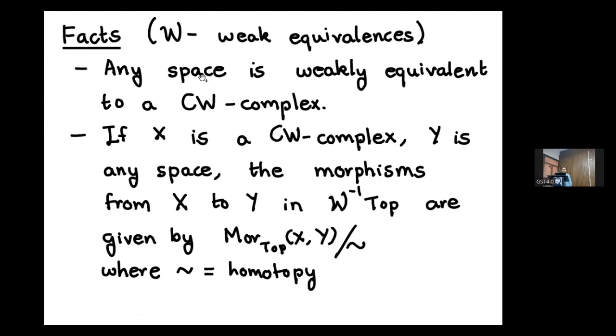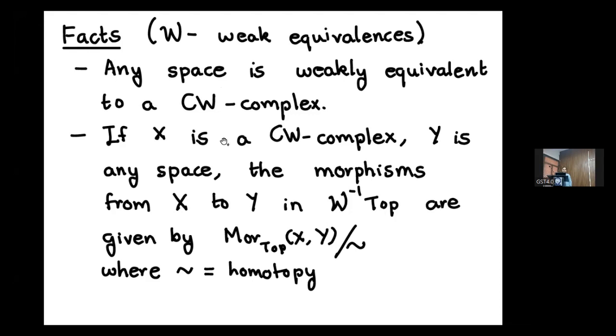Okay, but so I'm just going to list out some facts. Here let W denote the collection of all weak equivalences in my category of topological spaces. Then one can show that any space is weakly equivalent to a CW complex. This requires a little bit of work, but it's not that hard, and so we'll just assume that.